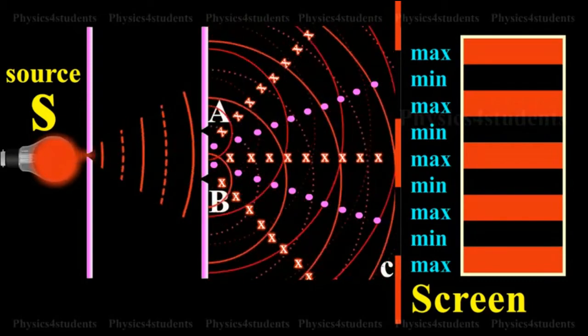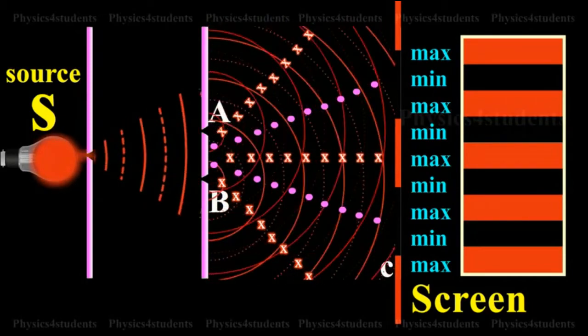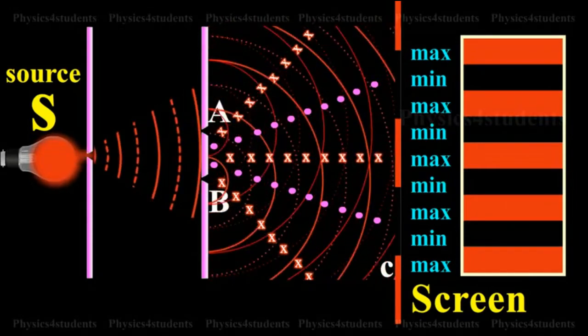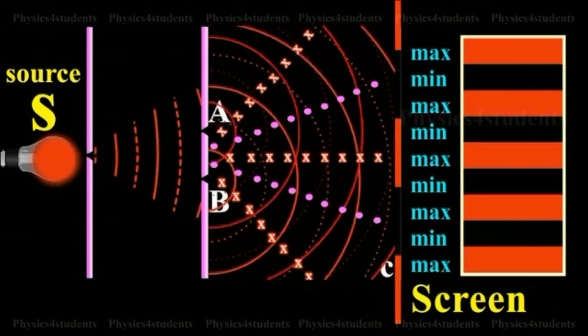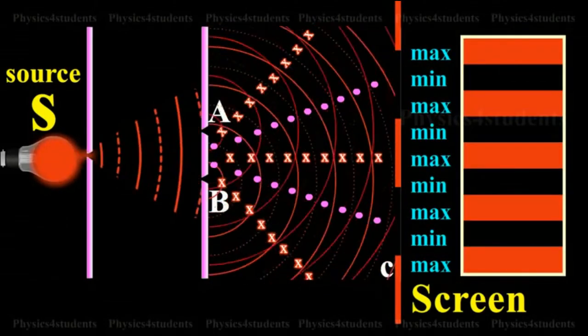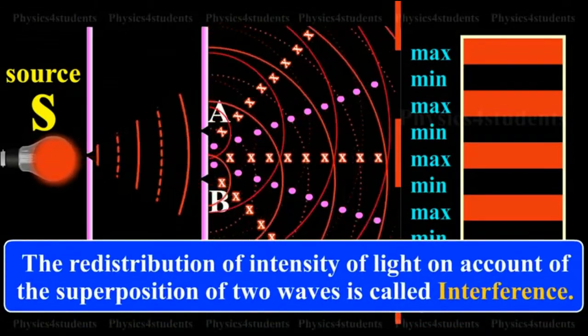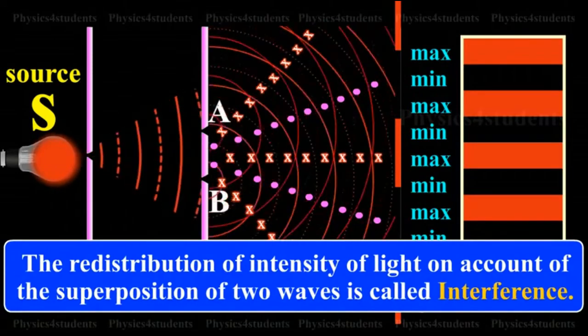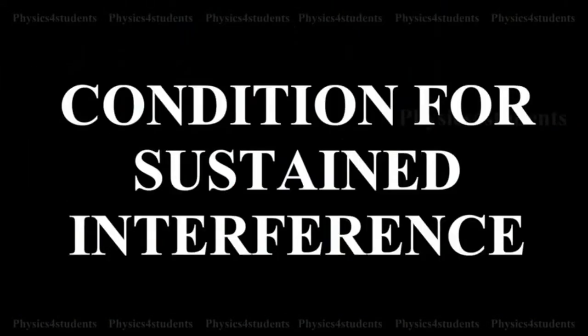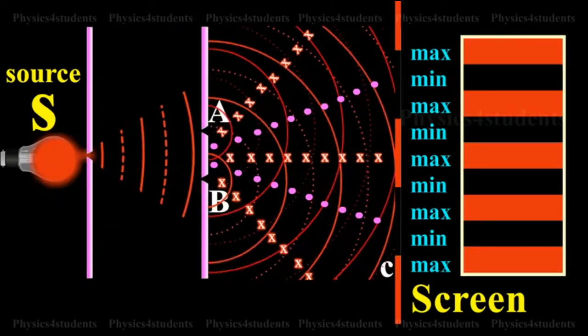meets the crest of the other wave, or the trough of one wave meets the trough of the other wave, and the dots represent the regions of minimum intensity where the crest of one wave meets the trough of the other wave and produces minimum intensity. The redistribution of intensity of light on account of the superposition of two waves is called interference. Condition for sustained interference.